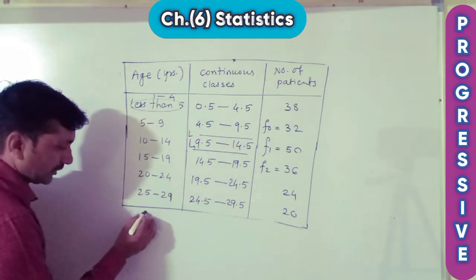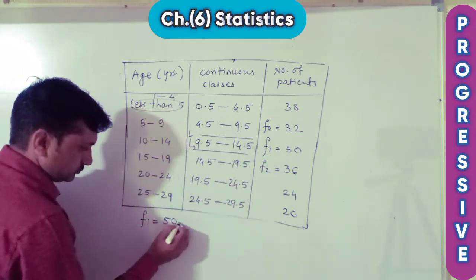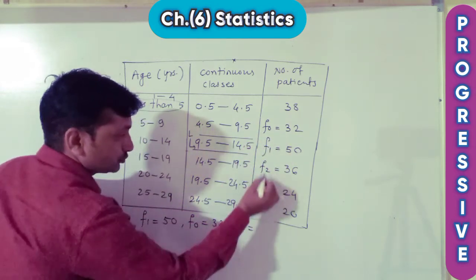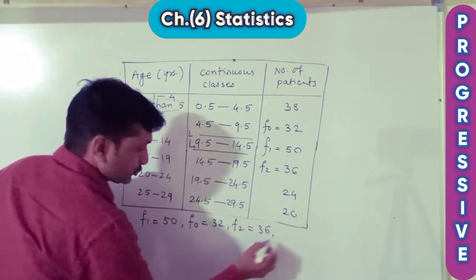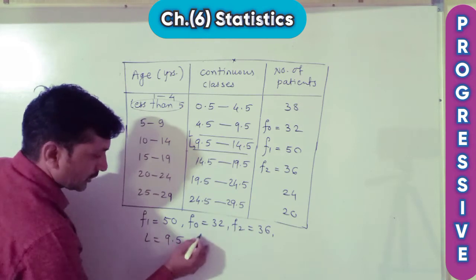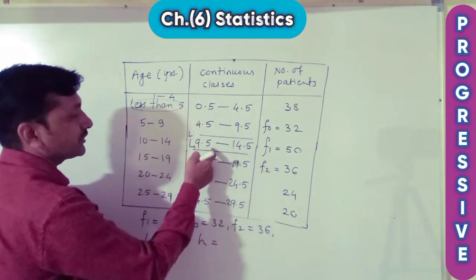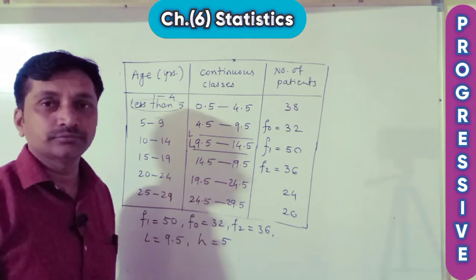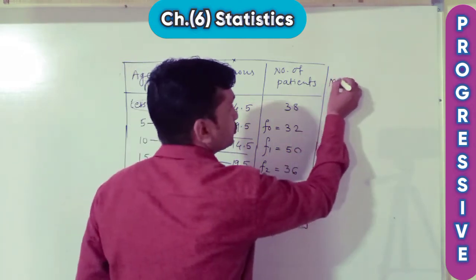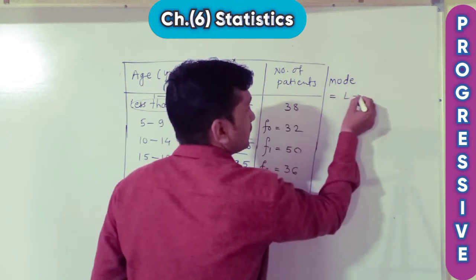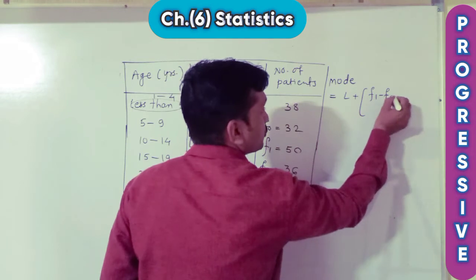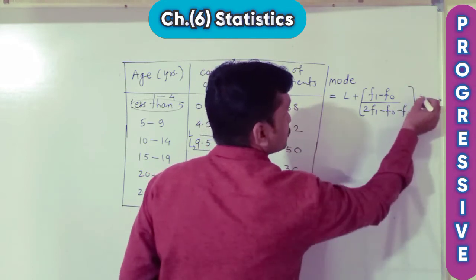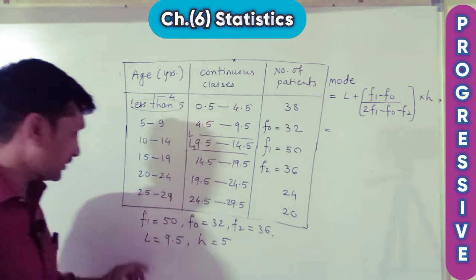Write all these values. F1 is equal to 50, F0 is equal to 32, F2 is equal to 36, L is equal to 9.5, and the difference H is 14.5 minus 9.5, which is 5. Now write down the formula of mode. Mode is equal to L plus in bracket F1 minus F0 upon 2F1 minus F0 minus F2 bracket close into H. Now put values. L lower limit 9.5.